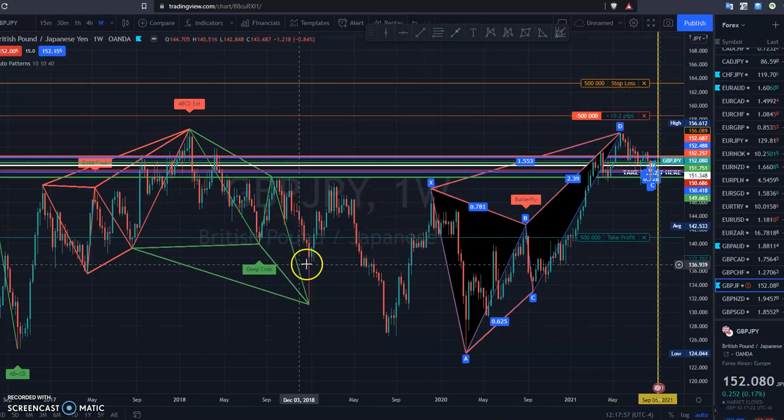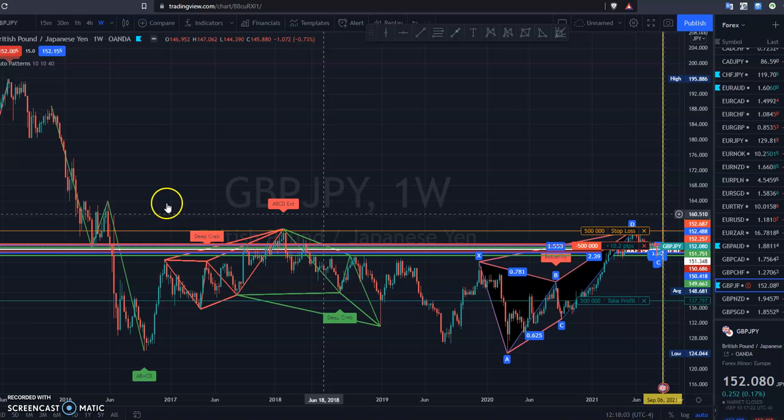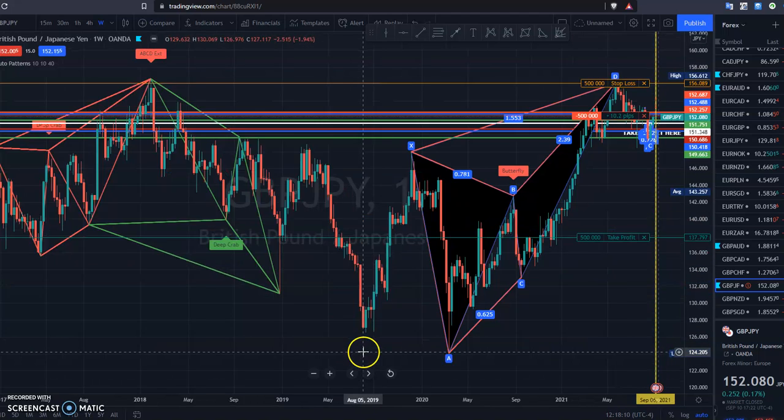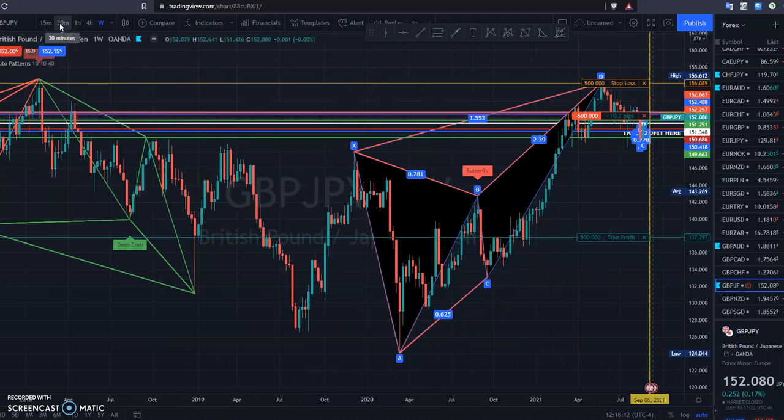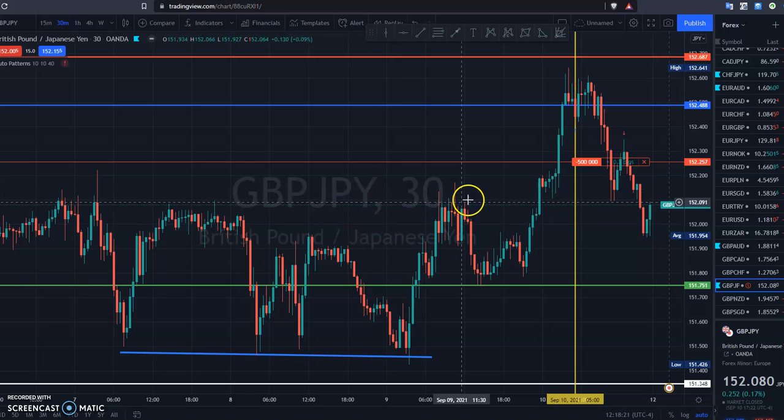But look at that. Look how the week is really flat. This is good for harmonics on that time frame. Let's say for instance you go all the way down to the 30-minute. Each bar represents 30 minutes. Big difference from each bar representing a week, okay?